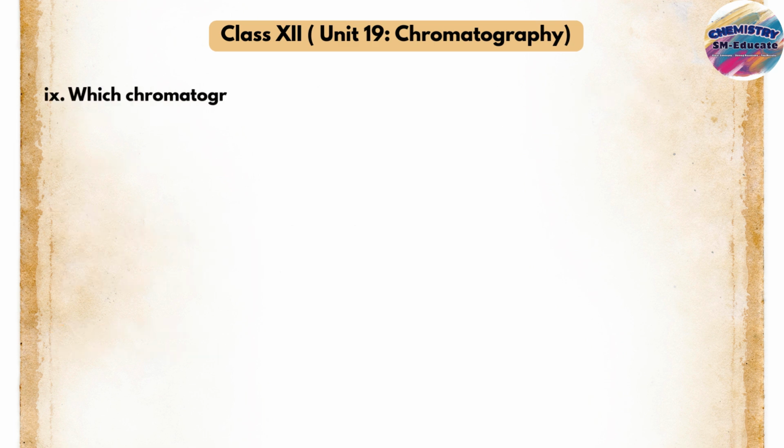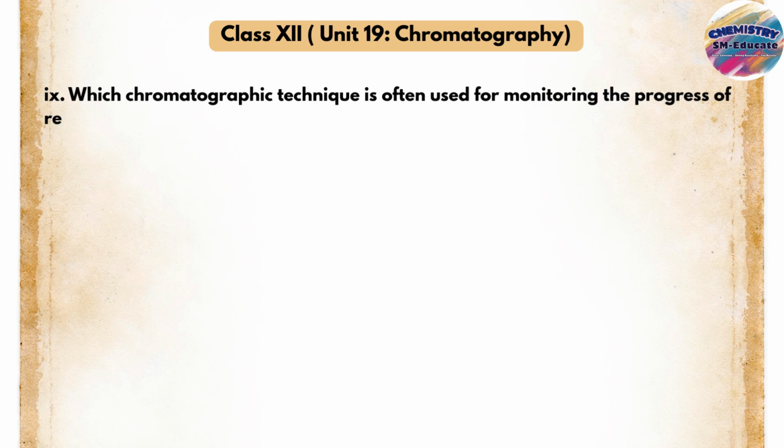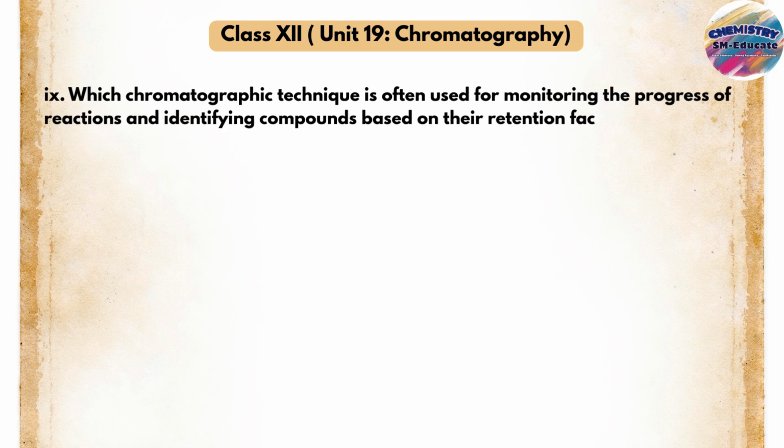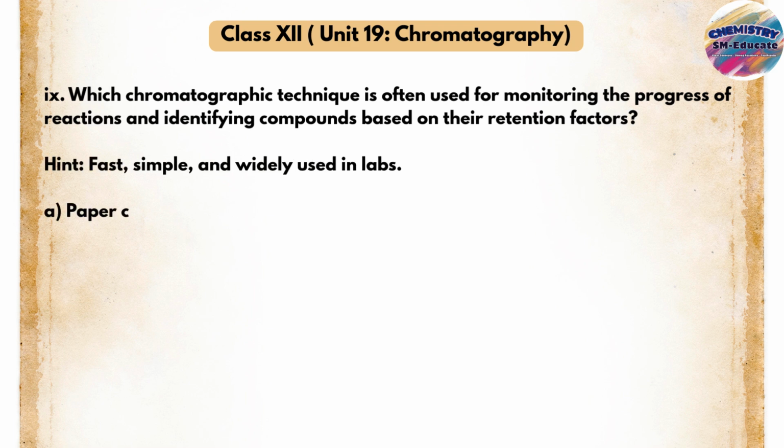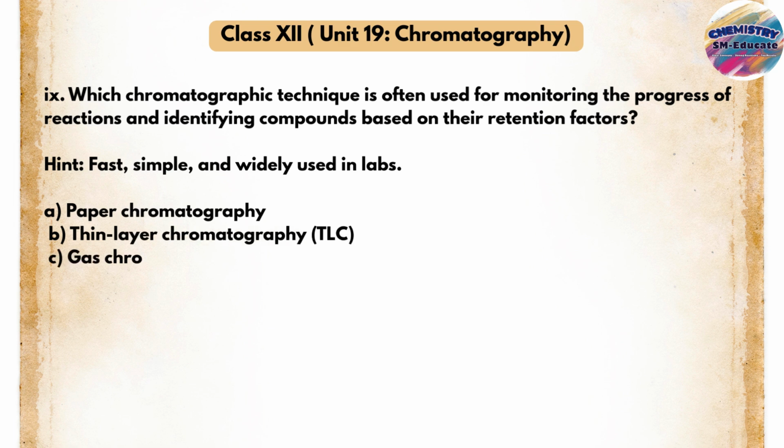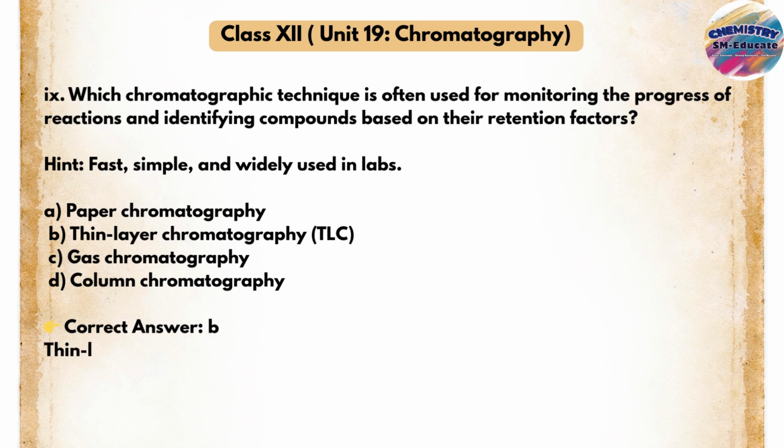9. Which chromatographic technique is often used for monitoring the progress of reactions and identifying compounds based on their retention factors? Hint: Fast, simple, and widely used in labs. A. Paper chromatography. B. Thin layer chromatography, TLC. C. Gas chromatography. D. Column chromatography. Correct answer: B. Thin layer chromatography, TLC.